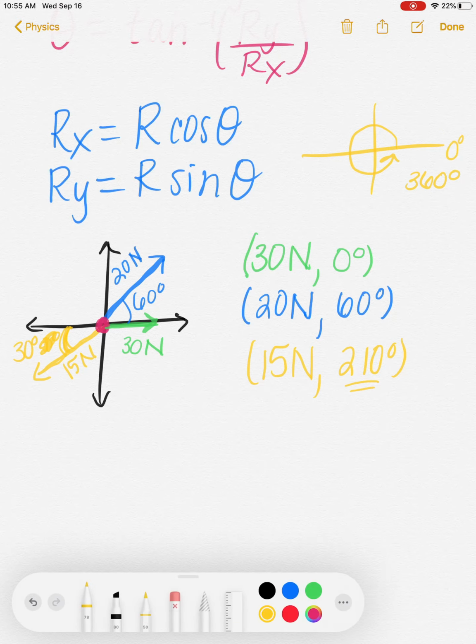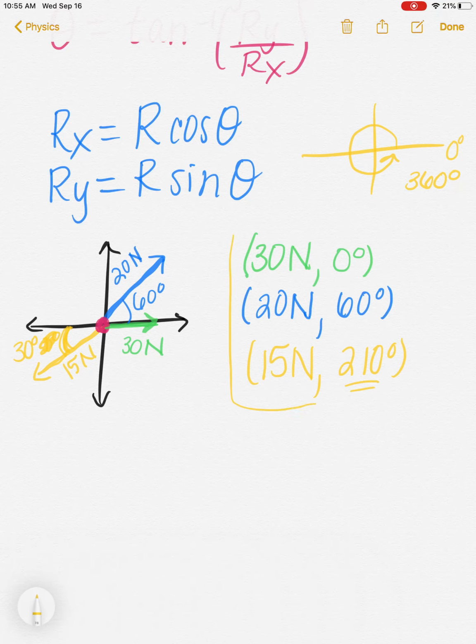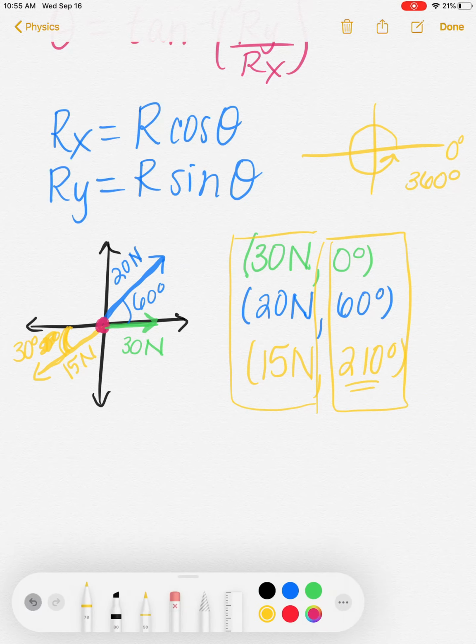Now, it would be really, really nice if we could just say, okay, let's add up our resultants, add up our magnitudes, add up our directions. But we can't do that. That would just not work out because we said that we need to take into account all of the different directions.